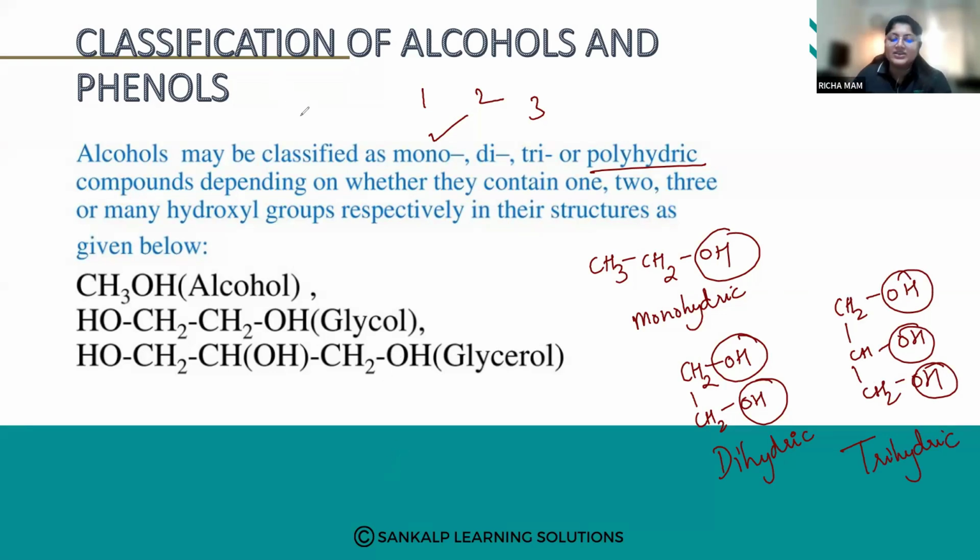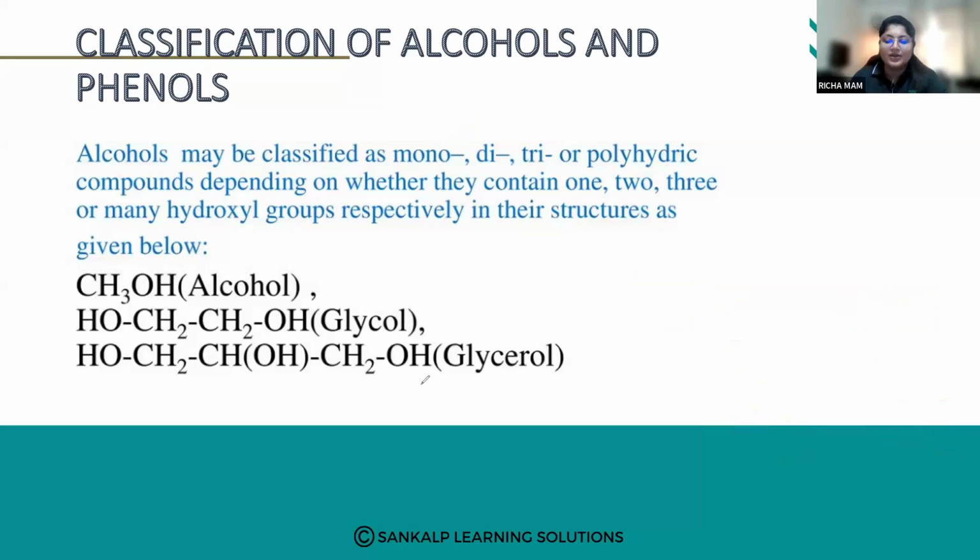So the first classification is based on the number of OH groups. I hope this is clear. Okay, fine. This is for alcohols. Now we will see phenols. If I give you this compound, this is orthocresol. How many OH groups are there? One OH group, so it is termed monohydric.